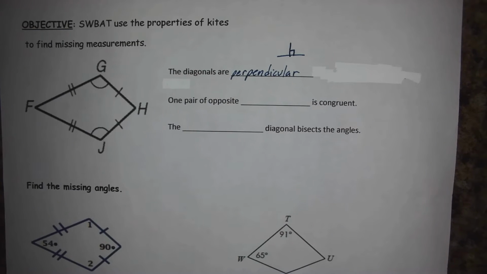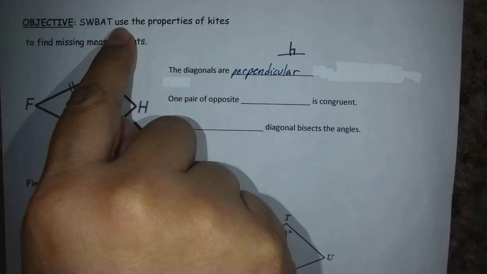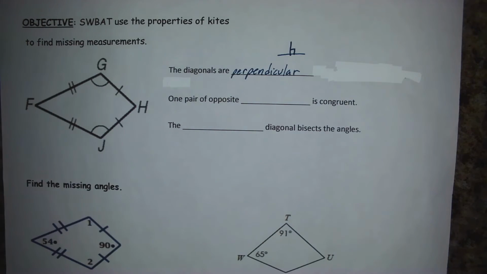All right, ladies and gentlemen, so here we are. We're going to go ahead and deal with kites today. So our objective for today is students will be able to use the properties of kites to find missing measurements.